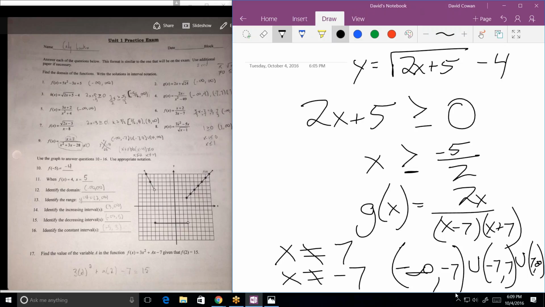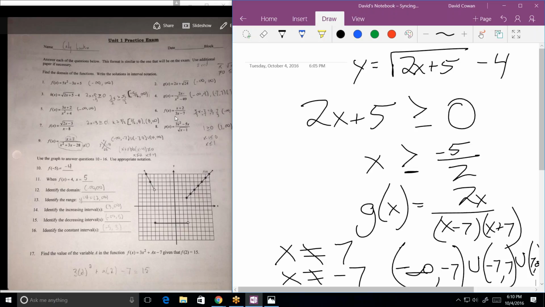Okay. Let's look at number 5. No restrictions. Even though you can't divide by 0, no matter what X is, that denominator is always positive. If you take a number and square it and you add a positive number to it, you get a positive number. It's impossible to make that equal 0. And that's your domain, all reals.